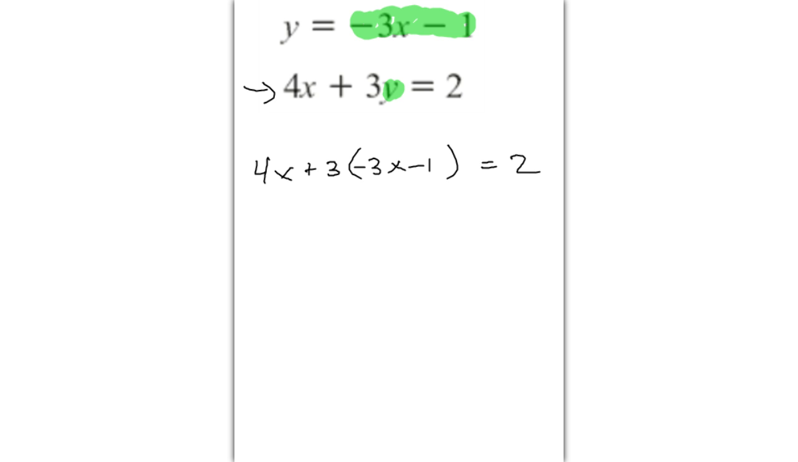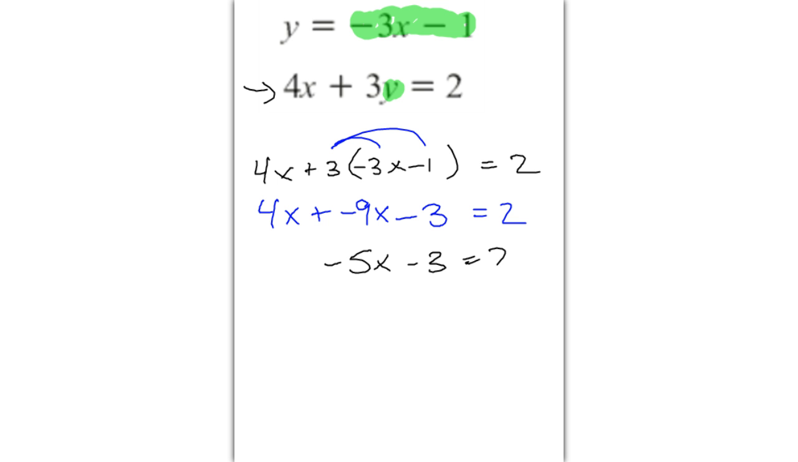And when we solve this one, we have 4x plus, I should have done plus negative 9, we'll go ahead and say plus negative 9x, and then minus 3, we're distributing there, equals 2. 4x plus negative 9x is negative 5x. Adding 3 to both sides gives us negative 5x equals 5. Dividing by negative 5 gives us negative 1 for x.